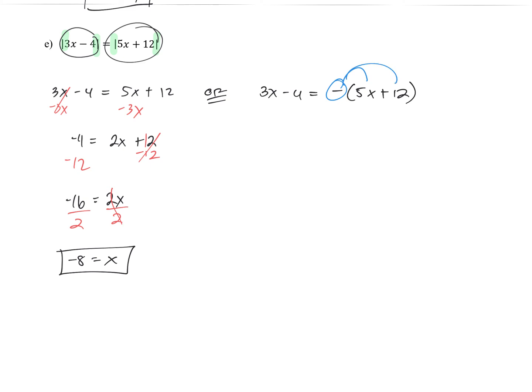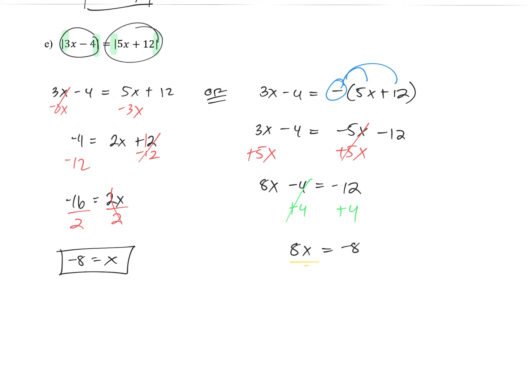We'll distribute that negative first, and then we get 3x minus 4 is equal to negative 5x minus 12. I'll go ahead and add 5x to both sides. Recall, I usually decide which side to put my variable on because I want it to be positive. So 3x plus 5x is 8x, minus 4 equals negative 12. We'll go ahead and add 4 to both sides, and I'll end up with 8x equals negative 12 plus 4, which would be, let's see, negative 8. Then dividing both sides by 8 to get that x by itself, we'll end up with x is equal to negative 1.